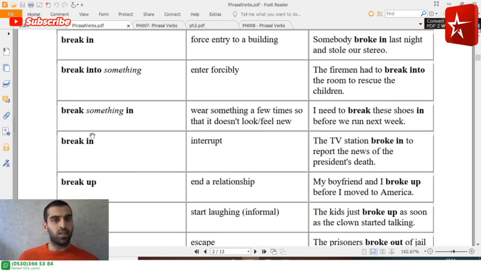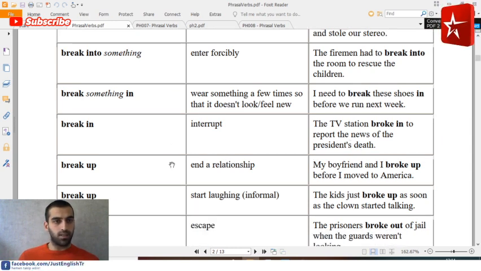And the next meaning of break in is interrupt. For example, the TV station broke in to report the news of the president's death. It means the TV station interrupted to report the news of the president's death.